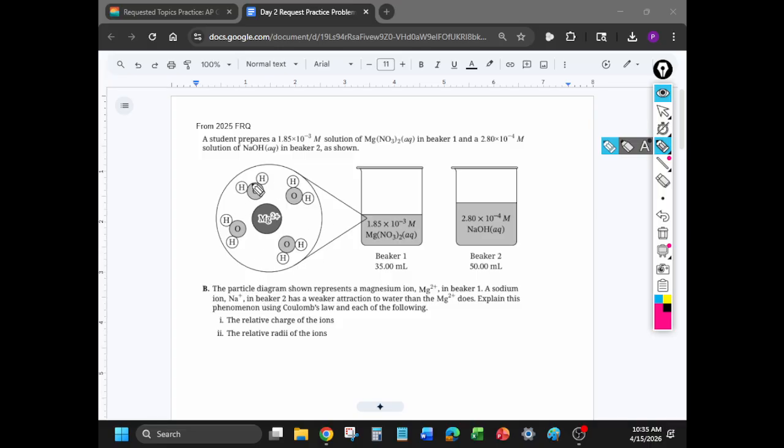Basically, it's talking about this diagram, and it tells us that magnesium ionizes in solution to Mg2+, and in this one you'll have Na+ for the sodium. And then it tells you that in beaker 2, sodium has a weaker attraction to water than the magnesium, and you need to explain it using Coulomb's law.